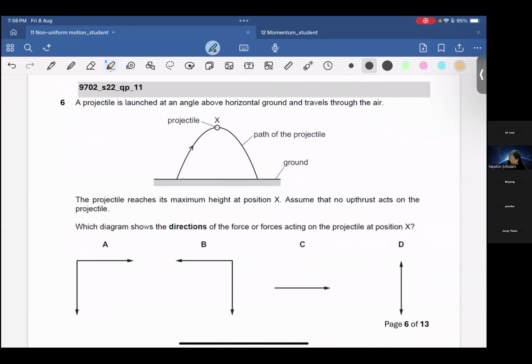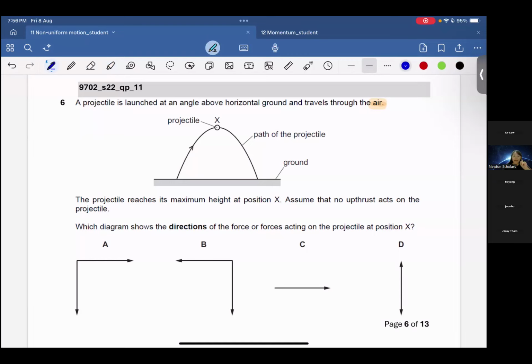Number 6, 2022. A projectile is launched at an angle, then it reaches the maximum height at position X. Assume that there is no upthrust acting on the projectile. Which diagram shows the direction of the forces acting at position X? So you have to think. Okay, here there is a keyword: air. So we need to consider the air. How many forces are acting right now at this position X? How many forces? So, what is your answer?